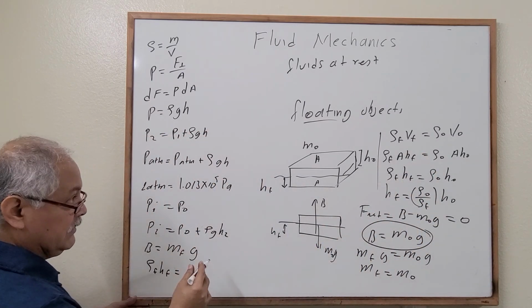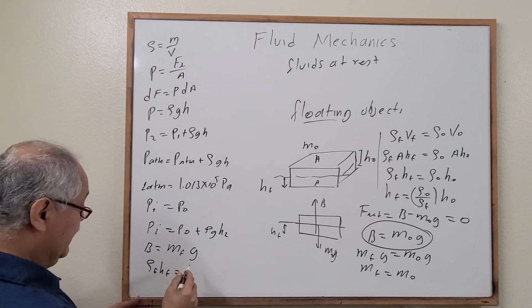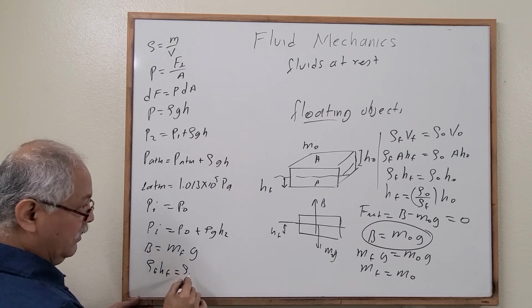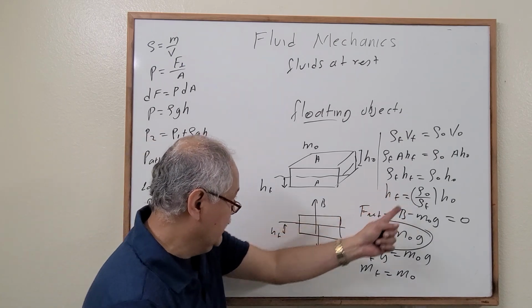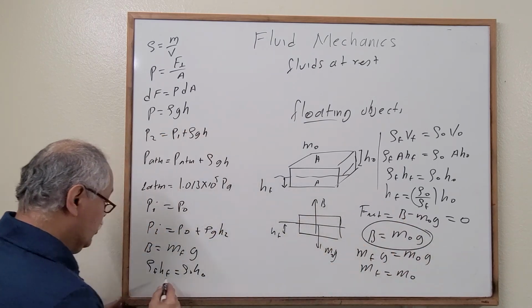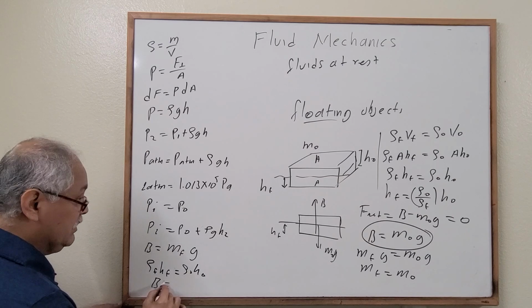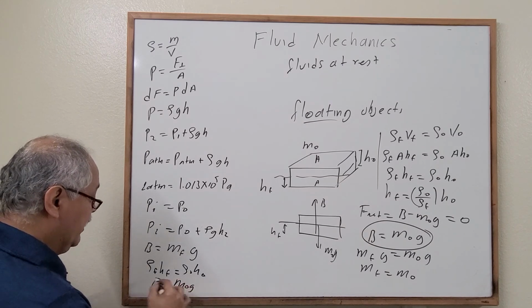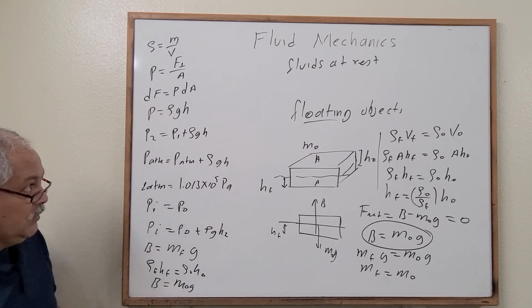So we can use this equation, or we can use this one. Like in this case, what do we have? It's going to be the density of the object and the height of the object, or also we can go to the floating object, where the buoyant force is equal to the weight of the object.